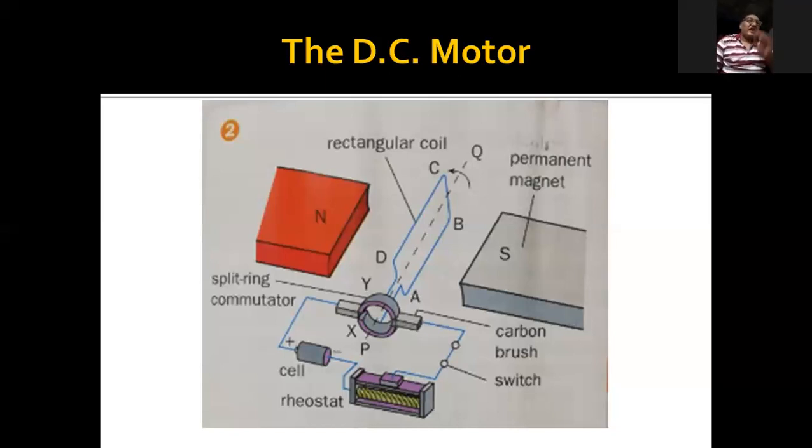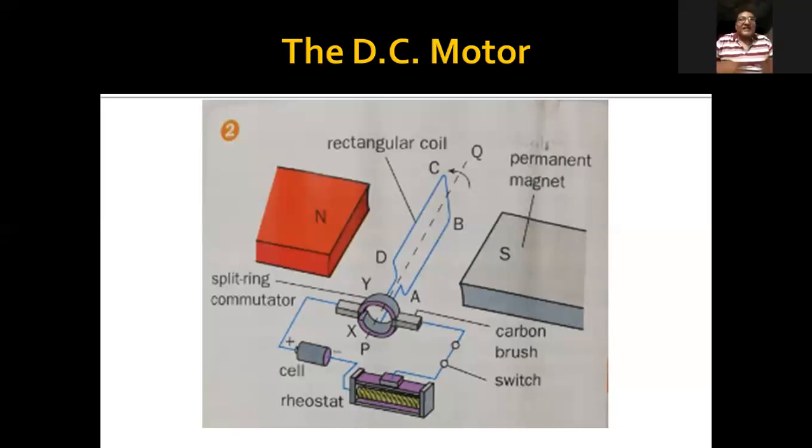So AB, which was before in contact with the positive side of the battery, the current was flowing from A to B. When the coil becomes vertical, the current stops flowing. And when the coil moves beyond this vertical position in the anti-clockwise manner, the AB side of the coil comes in contact with the negative terminal of the battery. So the current starts flowing from B to A.